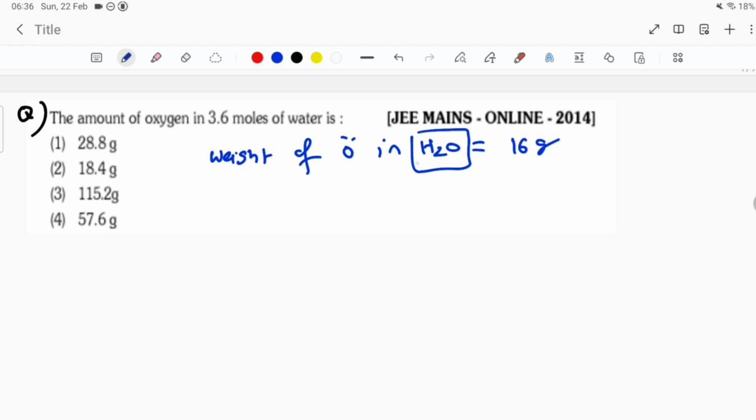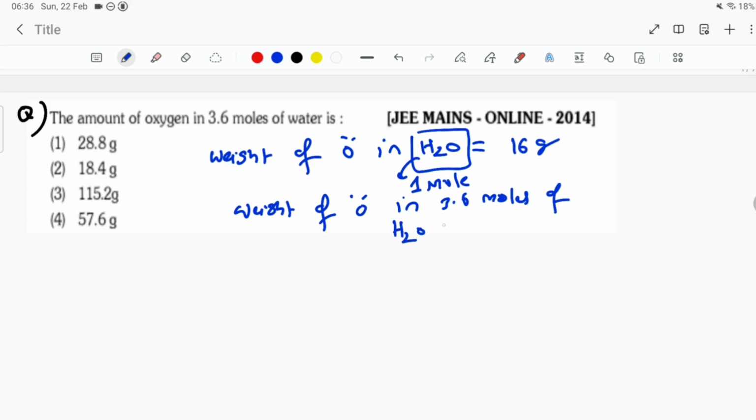If I take 1 mole of H2O. But if I take weight of oxygen in 3.6 moles of H2O, so what do we do? 3.6 into 16, which is equal to 57.6. So the answer should be the fourth option, that is, amount of oxygen in 3.6 moles of water, that is 57.6 here.